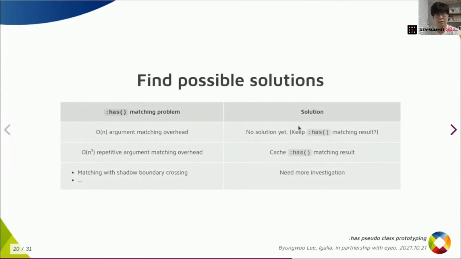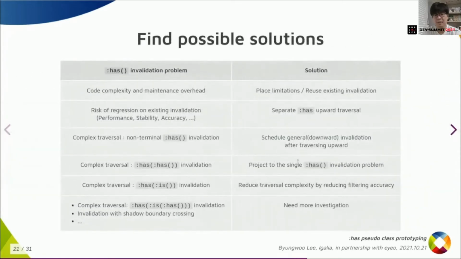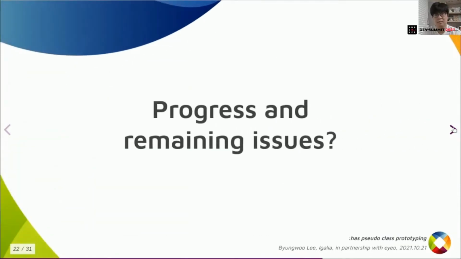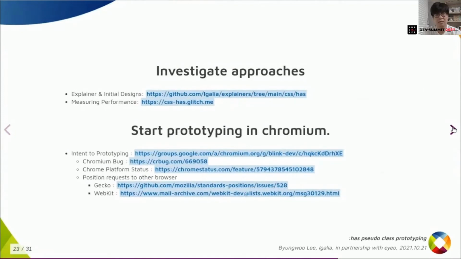And we tried to find possible solutions for each problem independently. So like this, we had investigated the problems and solutions, tested functionalities and performance of those solutions, and wrote some documents to share about those. And based on this, we started the prototyping in the Chromium project. So you can find the related information from these links.